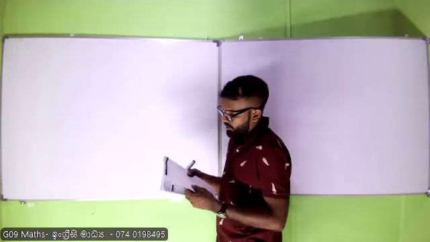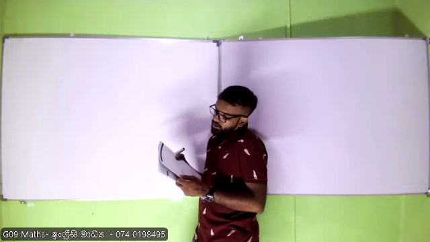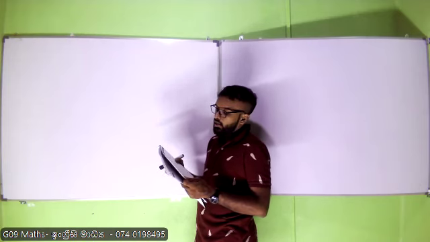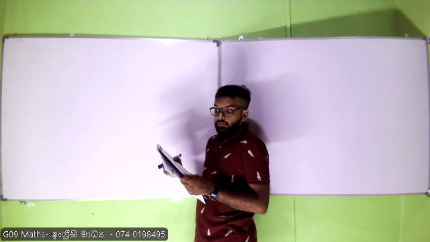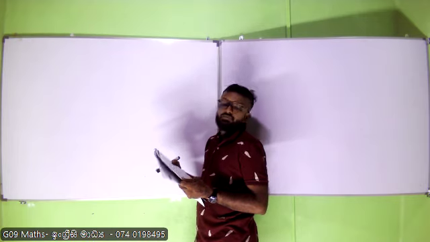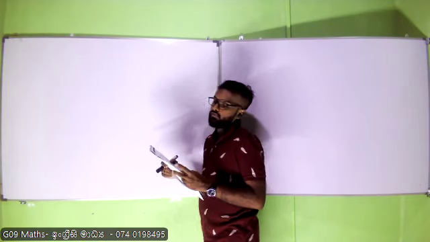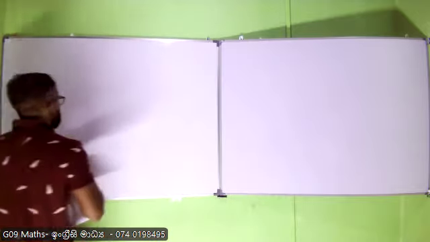So we have page number 10, sum of the exterior angles of a polygon. Let us identify the exterior angles of a triangle first. So let's draw a triangle, form exterior angles of it and name them. First of all, let's draw a triangle like this.